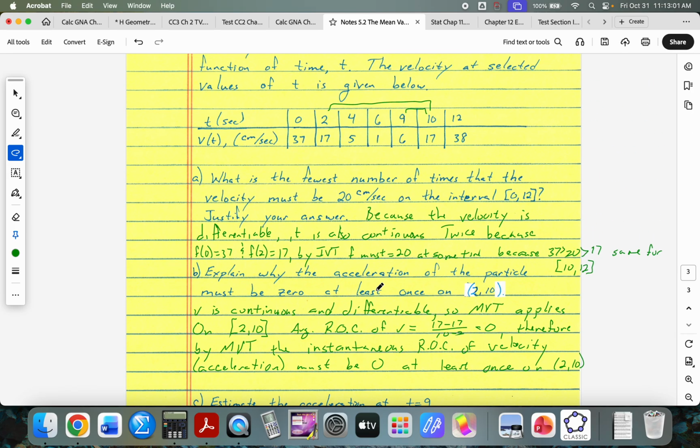Is it possible that the velocity at time 0 was 37 and then it went up to 52 and then came back down to 17? Yeah. The table gives the velocity just at those selected values, and it doesn't tell you anything more. It would have to give you more information for you to be able to figure out what the maximum velocity was.